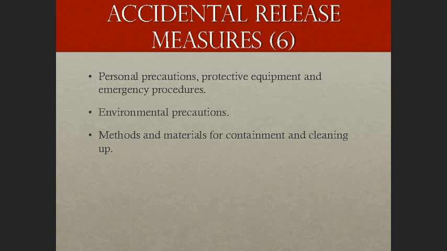Moving on to Section 6, accidental release measures. In this particular section, what we are looking at is the difference between perhaps a large spill of a substance and a small spill. For example, some chemicals must be cleaned up in a certain way. They must be addressed in a certain way to prevent environmental issues. And so the methods, materials, best practices on containment, and general information on cleaning up a particular chemical can be found in Section 6.